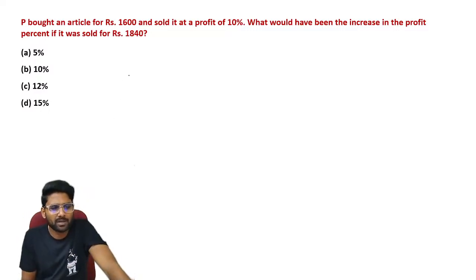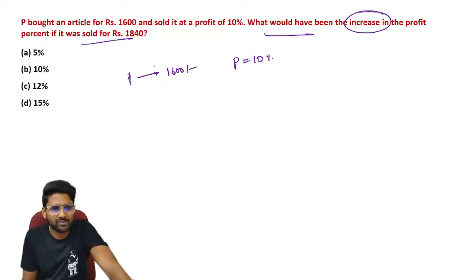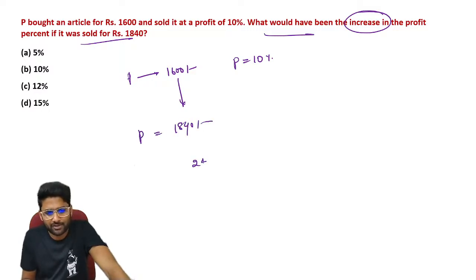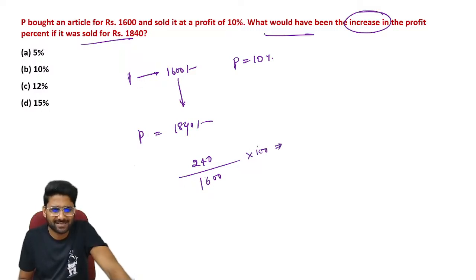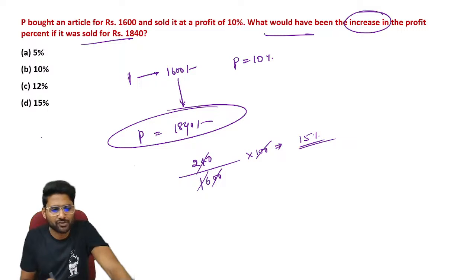You see, P bought an article for 1600 rupees and sold at a profit of 10%. What would have been the increase in profit if it was sold at 1840? If we sold at 1840, they will get 240 rupees profit. Now, 240 rupees is what percentage? Now, 240 is what percentage of 1600? Double zero, double zero cancel. So, this is exactly 15%. If you sold at 1840 rupees, compared with the previous profit, it increases by 5%.